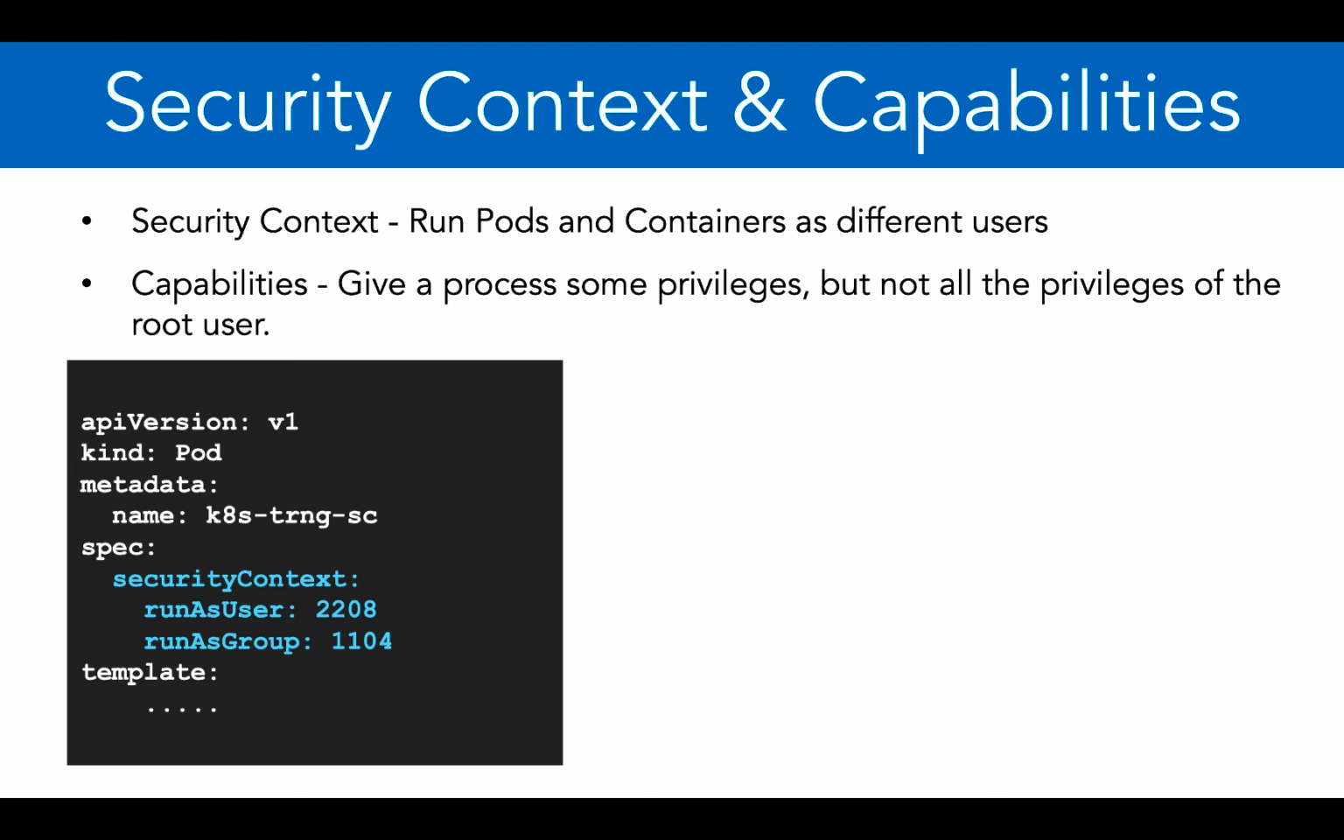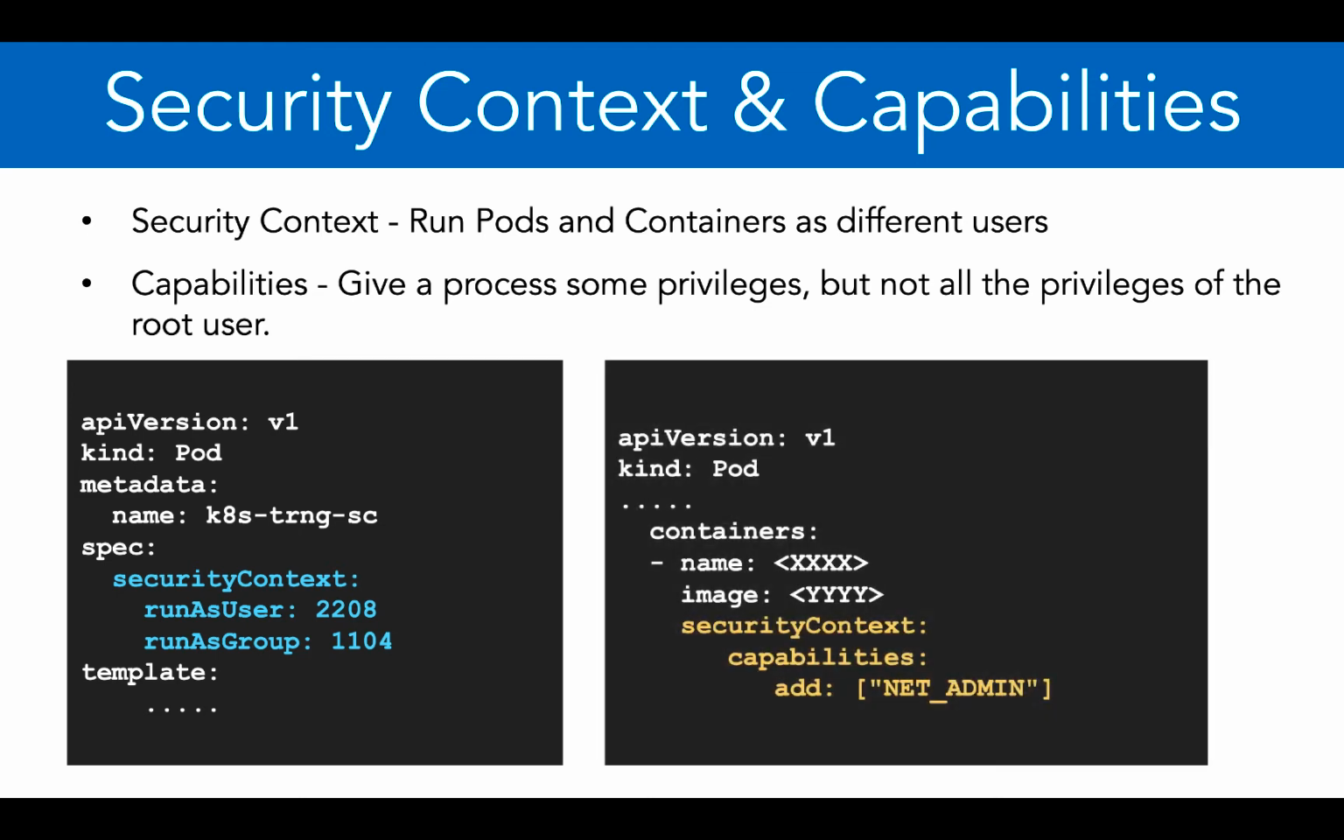Now what will happen if you set the security context at pod level? In this case, all the containers inside of the pod would run as user 2208 with a group ID of 1104. But instead of that, you can set the user at container level also. You can mention this same security context, run as user and run as group, after the image of a particular container, which we'll see anyway in the demo.